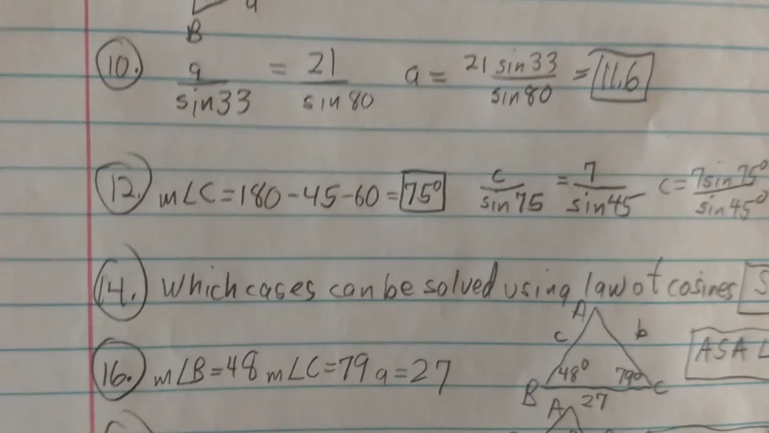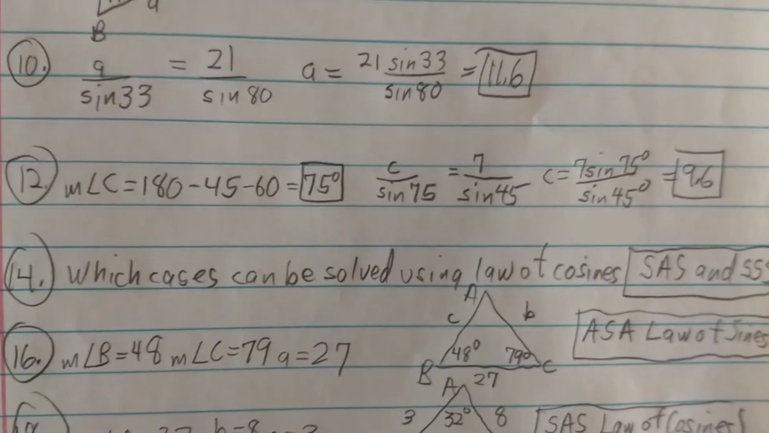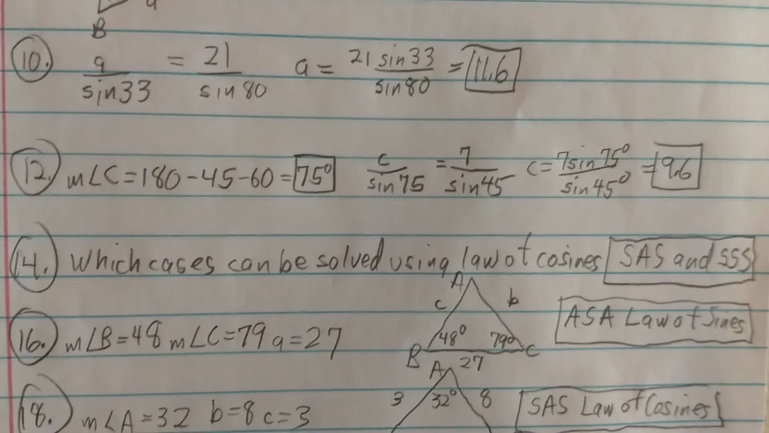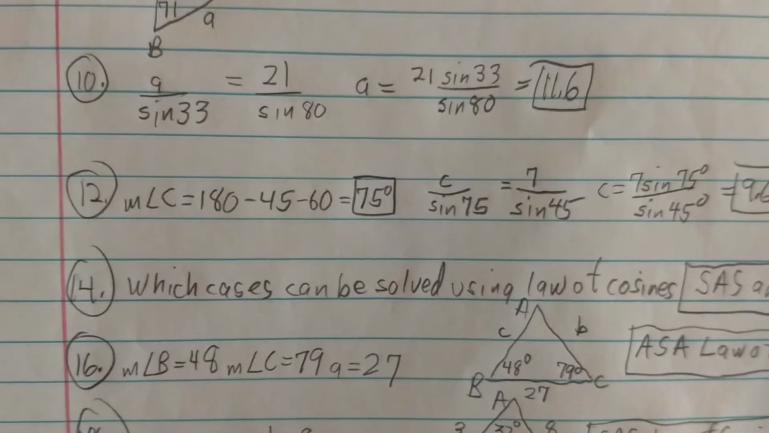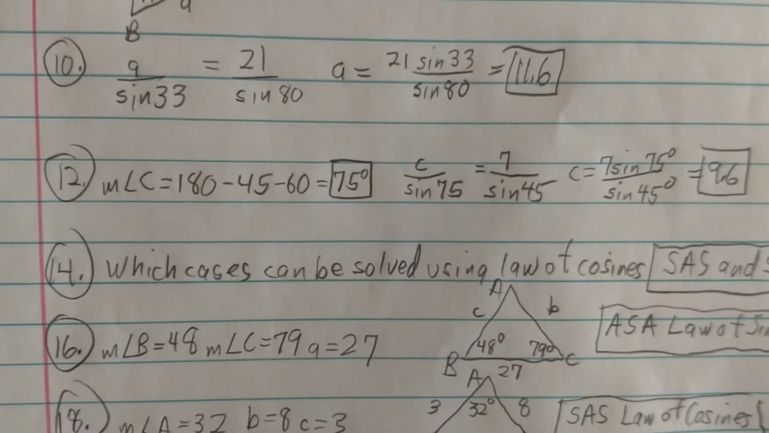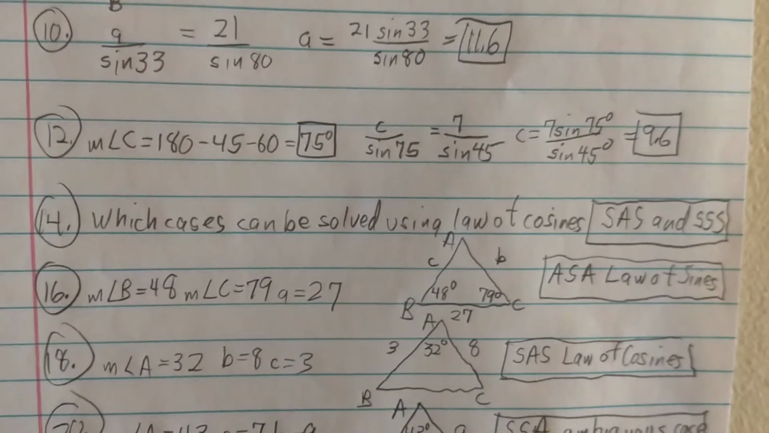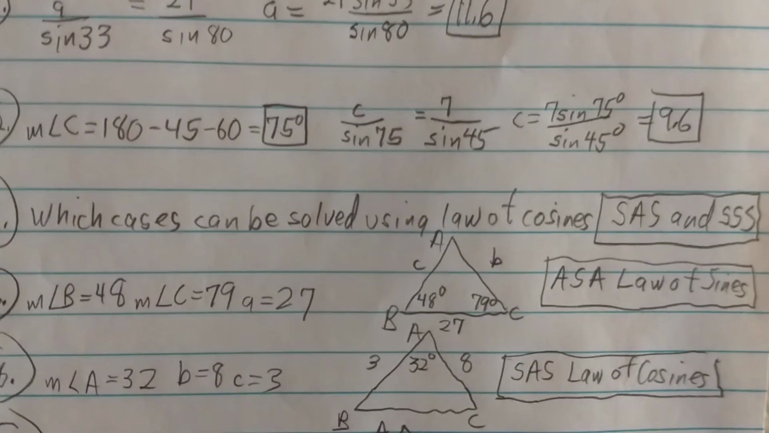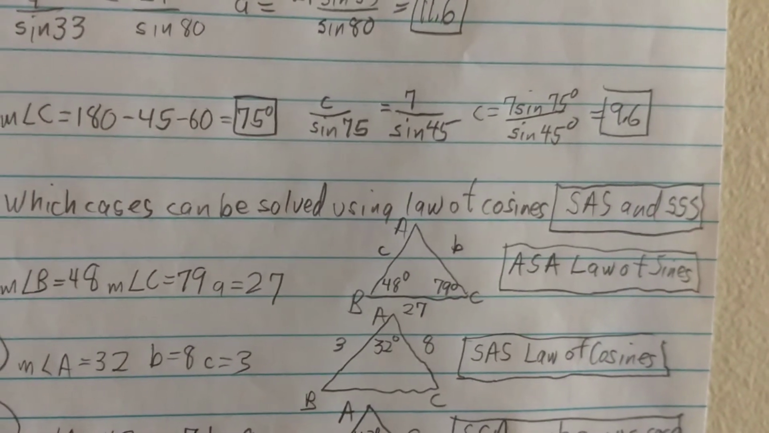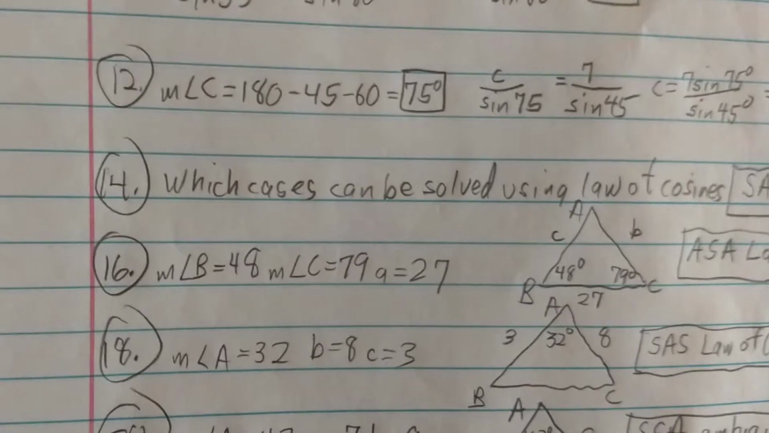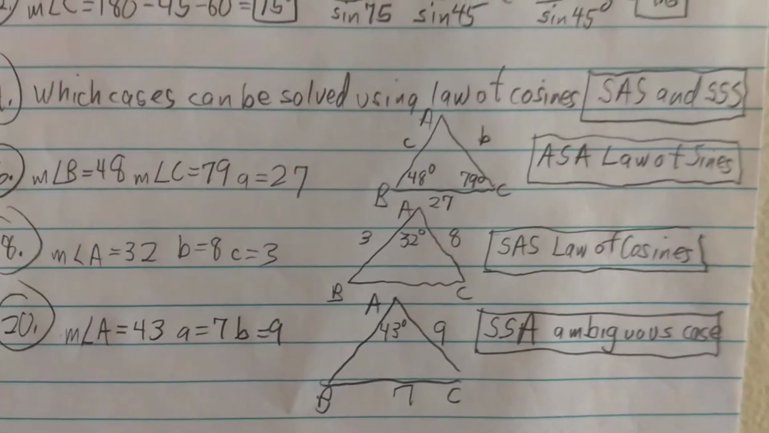Now for 10, I have A over sine 33 is 21 over sine 80. Cross multiplying, A is 21 sine 33 over sine 80, which is approximately 11.6. And angle C here, for 12, is 180 minus 45 minus 60, or 75. So C over sine 75 is 7 over its opposite angle, sine 45, and C is 7 sine 75 over sine 45, or 9.6.